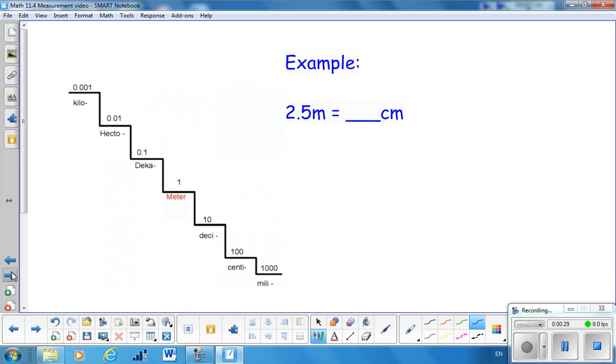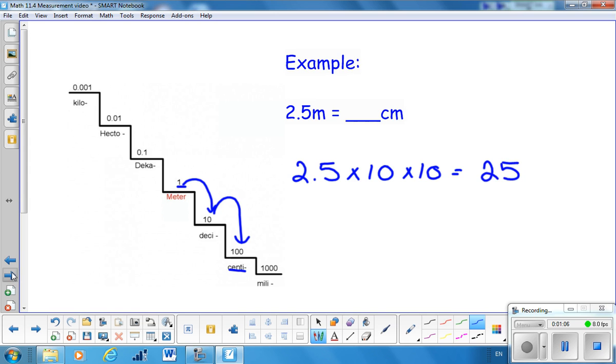So let's do an example. If I have 2.5 meters and I want to change that into centimeters, I'm starting on this step here with meters, and I want to change it into centimeters. Well, centimeters is down here, so I need to go down 2 steps. If I am going down 2 steps, I'm starting with 2.5 and I need to multiply by 10 for each step that we go down. So 2.5 times 10 times 10 tells me that I end up at 250 centimeters.